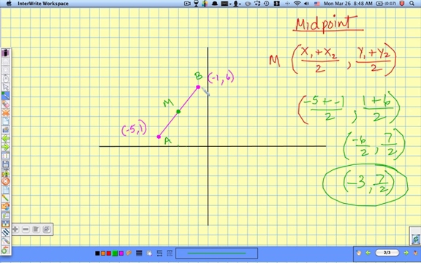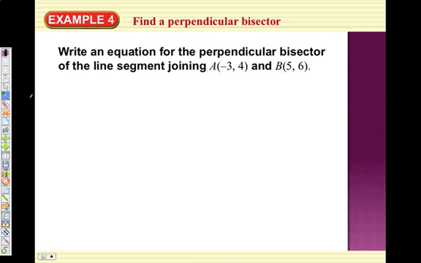We're going to have to use that for our next concept, which is the harder concept of the section, which isn't too bad. All right, example number 4. Actually, the last one we're going to do in this section.